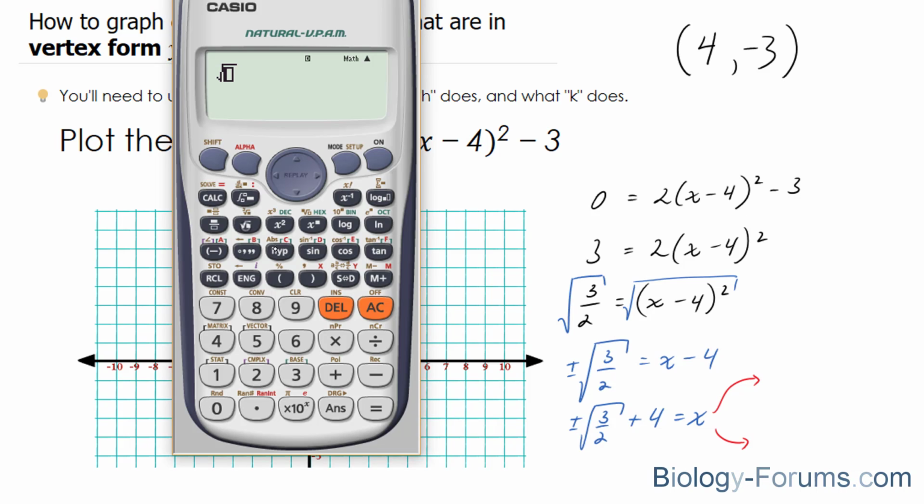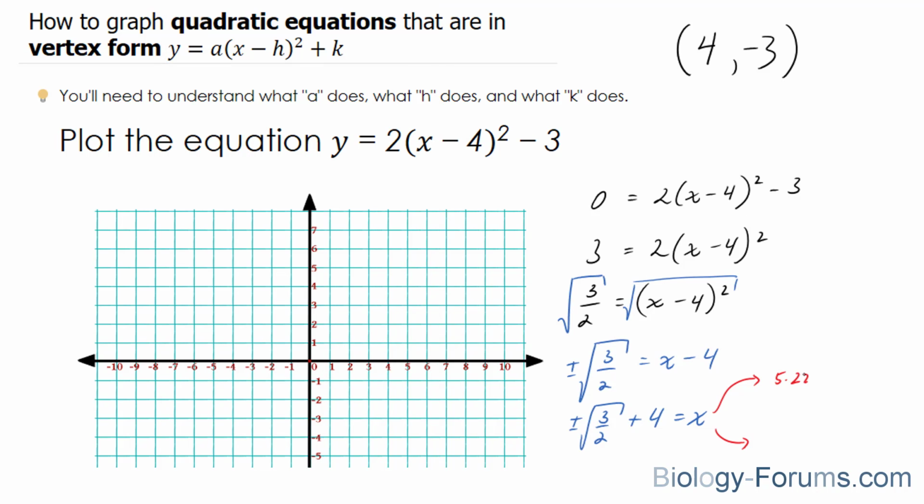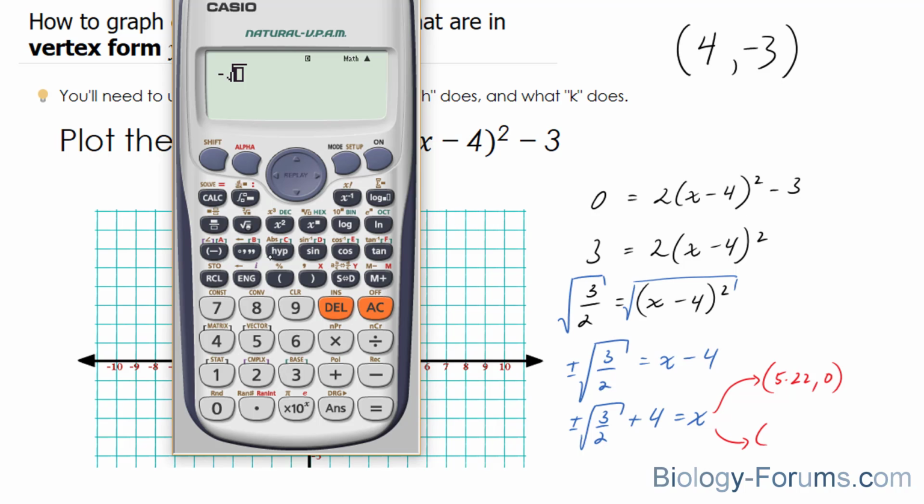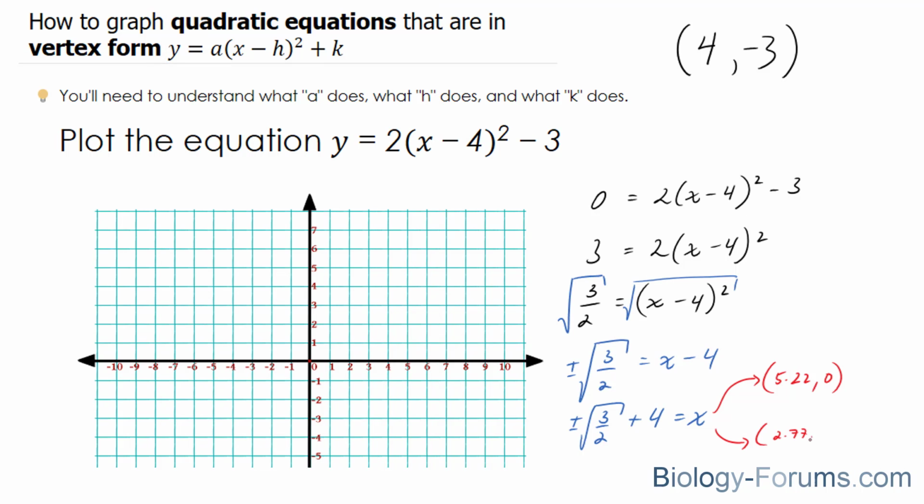The square root of 3 over 2, and this is the positive version, plus 4 is equal to 5.22 with a y-coordinate of 0. And the negative version will be negative the square root of 3 over 2 plus 4, which is equal to 2.77 with a y-coordinate of 0.